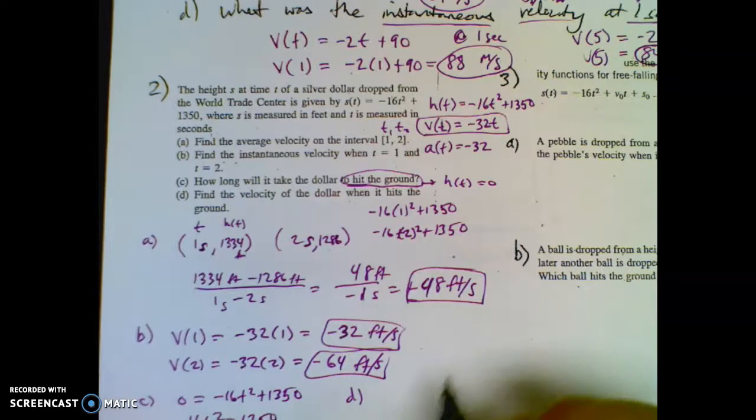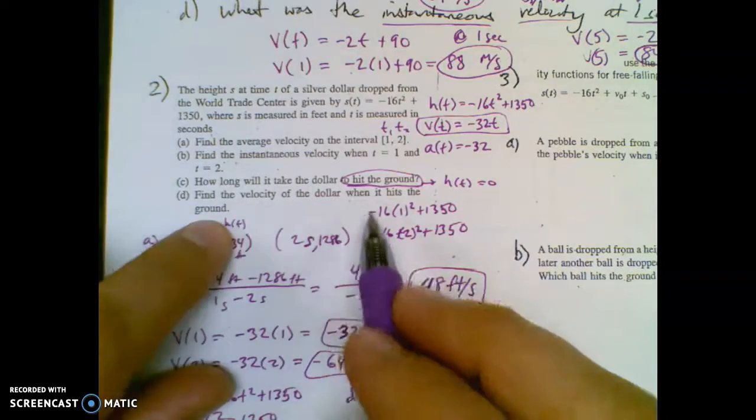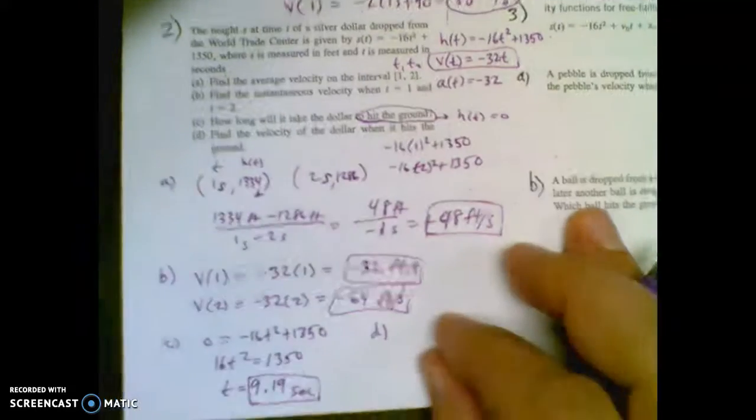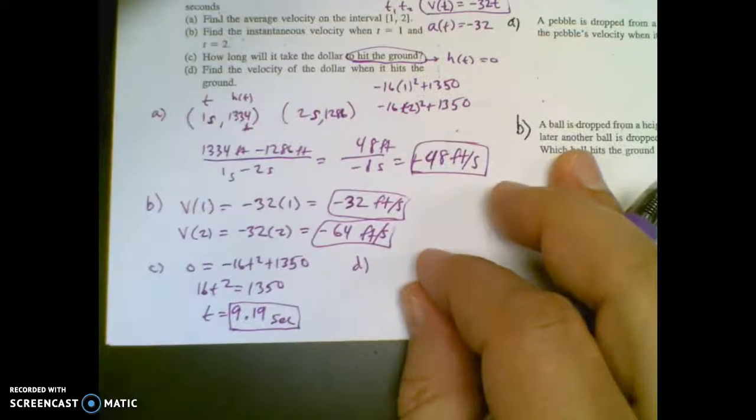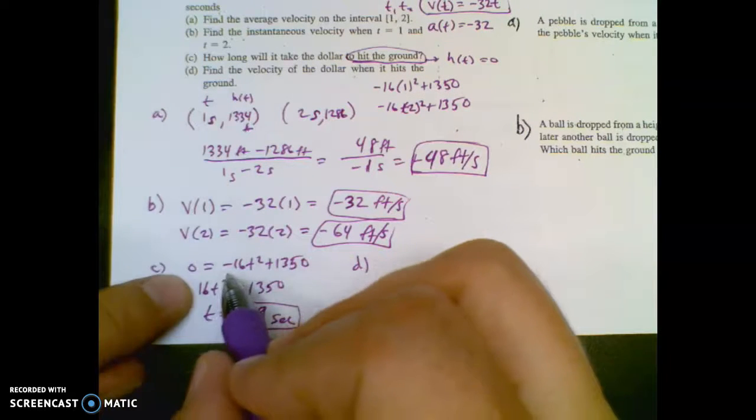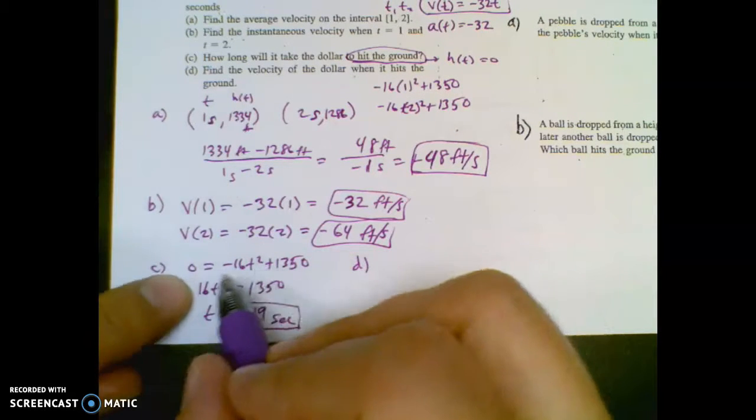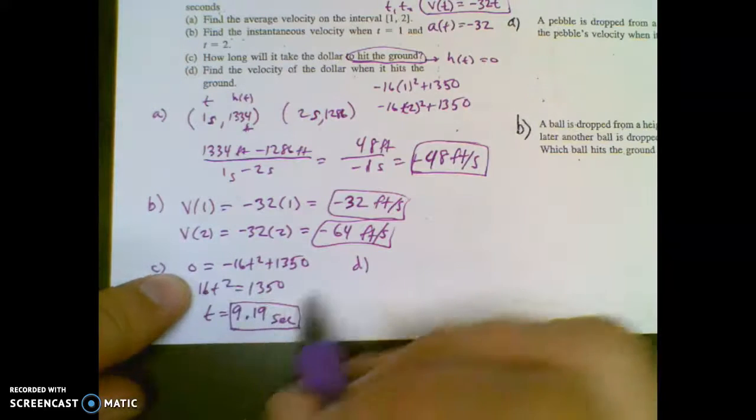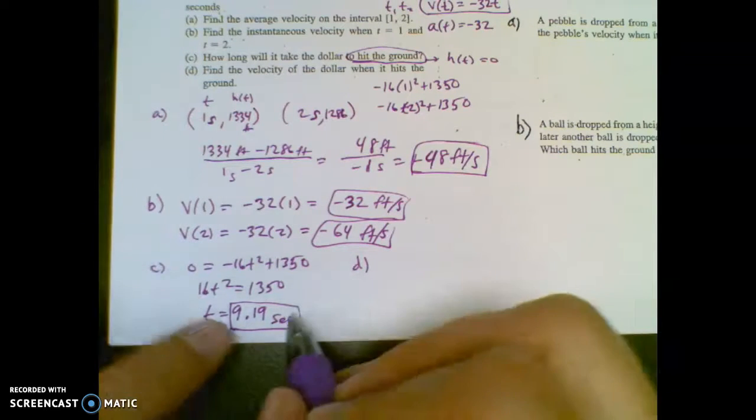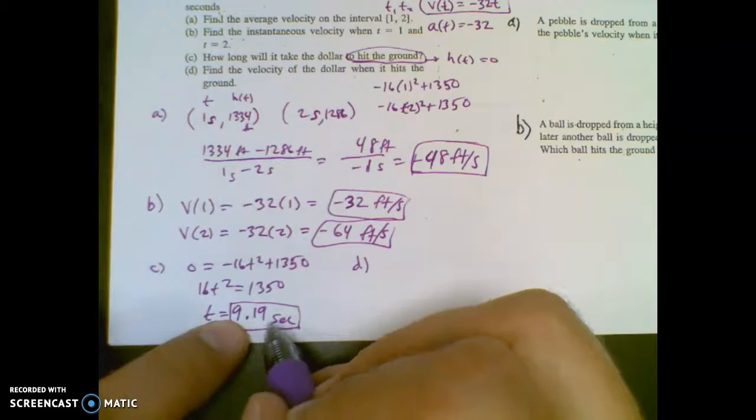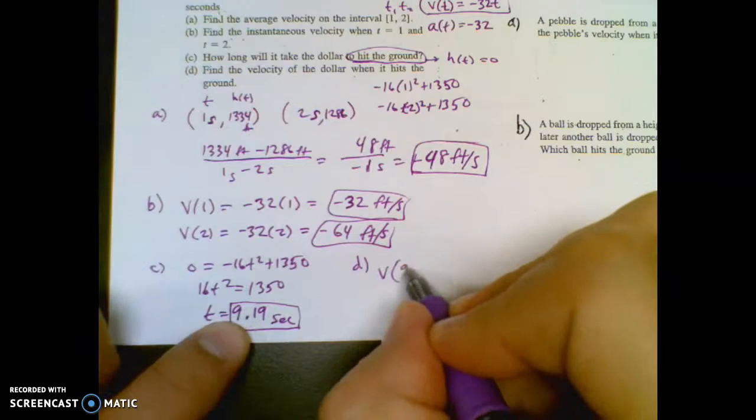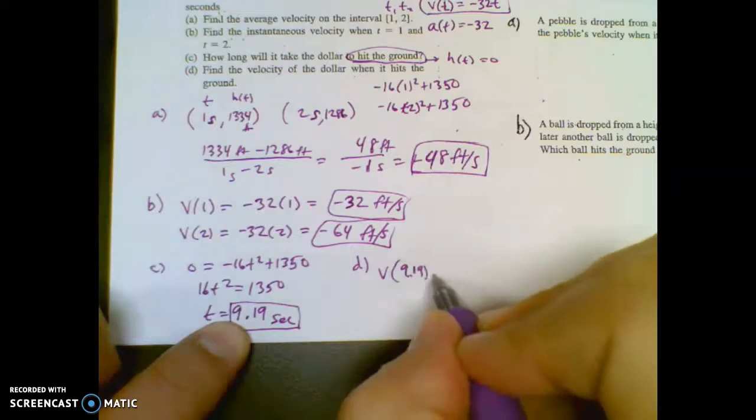And then part D is what's the velocity when it hits the ground? So, oh man, I wasn't on screen for that. Sorry about that, guys. I didn't look at my picture. So yeah, that's when I set it equal to 0 and solved it. And it says, what was its velocity when it hit the ground? Well, here's when it hit the ground. So I just have to type in velocity of 9.19.